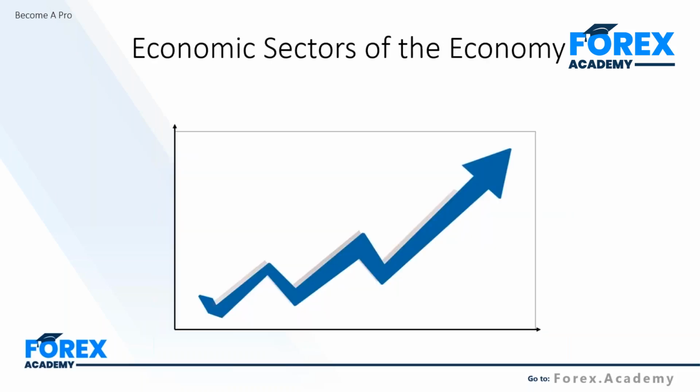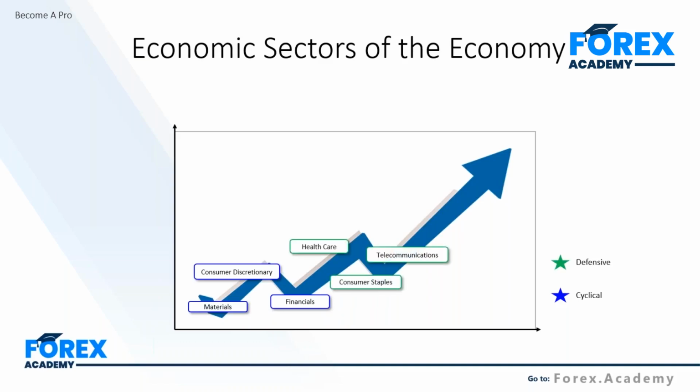So let us put this onto a map. We see potential growth here in an economy. What we have is, first of all, cyclical sectors. Okay, so these are more like materials, financials, consumer discretionary. Then we have defensive sectors, more like consumer staples. So I mentioned the consumer staple like food, diets, of course.